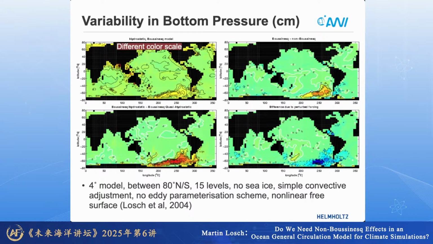And of course, there are now effects also in the Boussinesq and non-Boussinesq differences. Note that the color scales are not the same. So the largest values in the top left are 24 centimeters or so, and the large values in the top right are on the order of 10 centimeters. So there are non-negligible differences. But again, if you use the quasi-hydrostatic approximation and compare that to the hydrostatic run, it's even bigger, right?